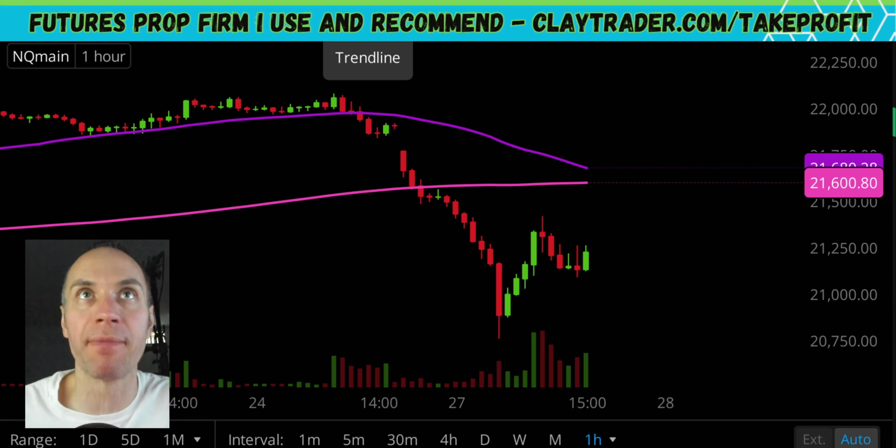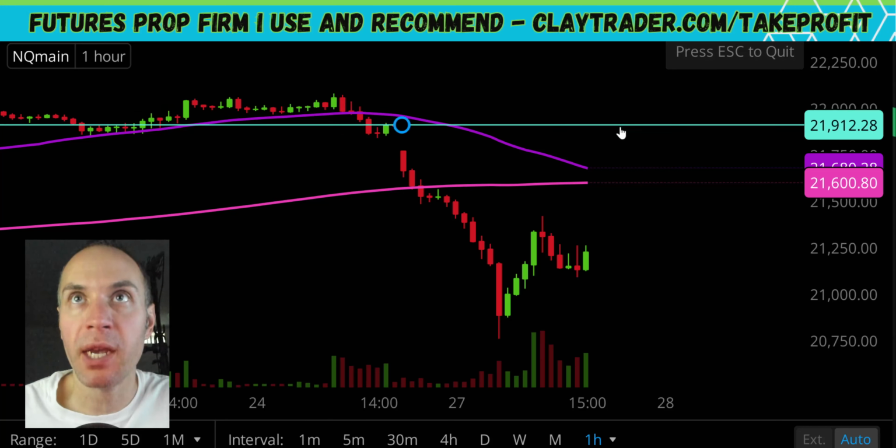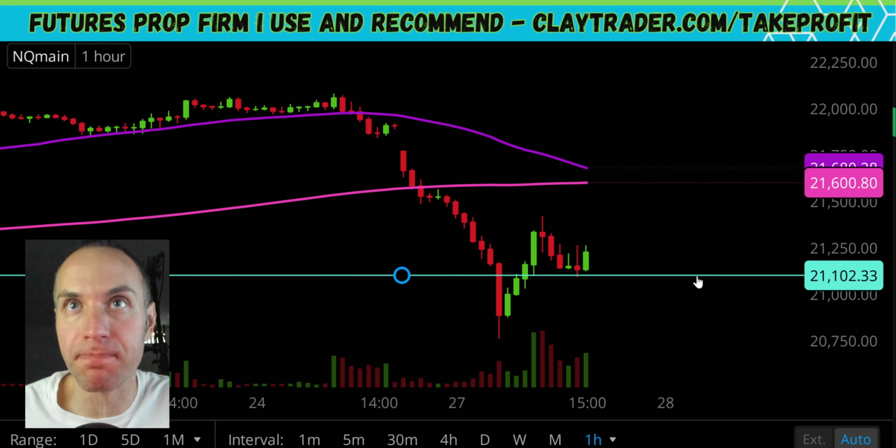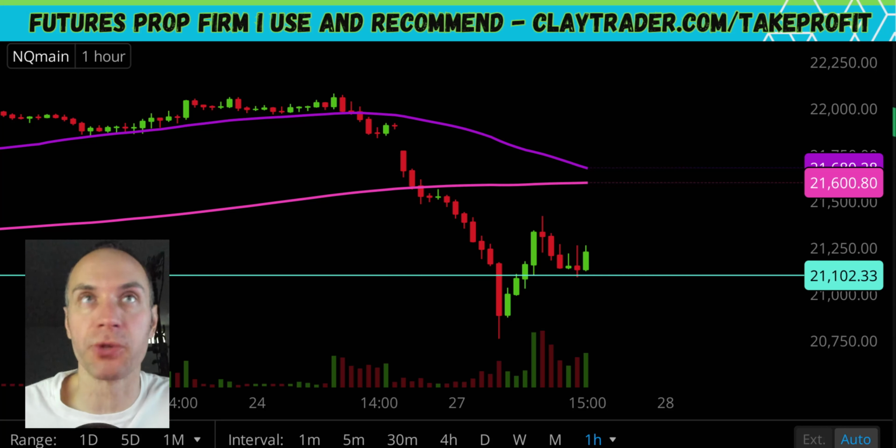But the main level that I'm very curious about moving forward, so let me change this to green to represent support, is this area right down here at the 100 mark. So 21,000, there we go, close enough, 100. You can see as of right now, this has done a good job providing support.